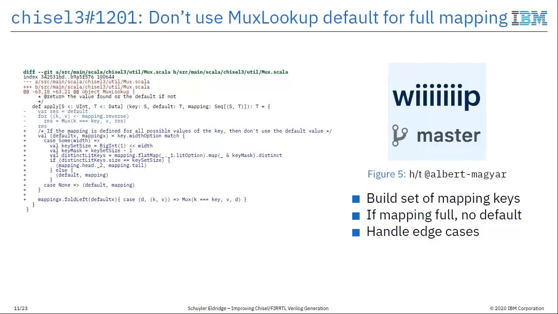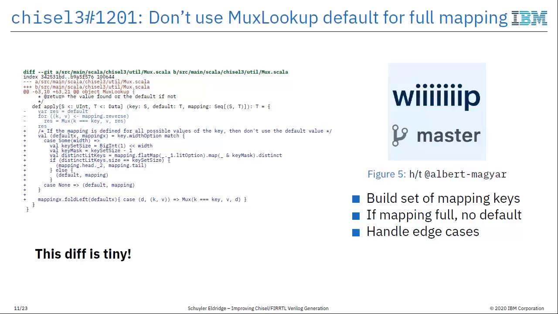But fundamentally, all that's going on here is that you're building up a map of all of the different keys that you're using for the map. And then if that mapping is full, don't emit the default. Otherwise, emit the default. And just make sure you handle all of the edge cases here. An edge case is that you have a 2-bit line. If the key is 4, that's going to alias to 0. Just make sure you're doing the keys correctly in terms of the widths.